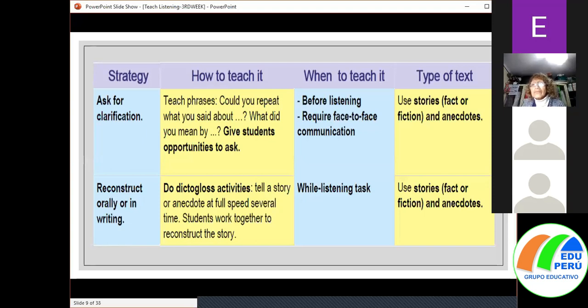So when to teach it? While listening task. What could you use? Use stories, facts, or fiction, and anecdotes. So this is the famous dictogloss.